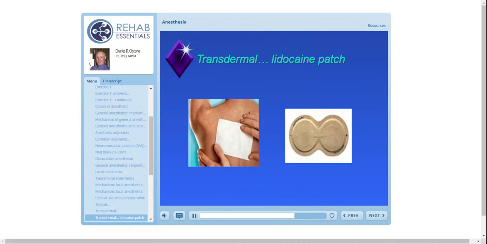But once again, some of them are passive, that's what's shown on the left. Some of them are more active and can use electricity to enhance the movement of the lidocaine into the skin. So it's a nice technique, and again, some patients really like this idea.